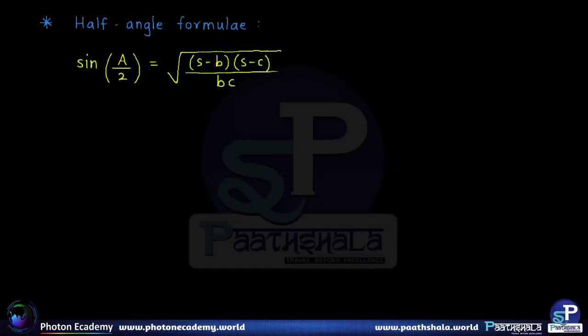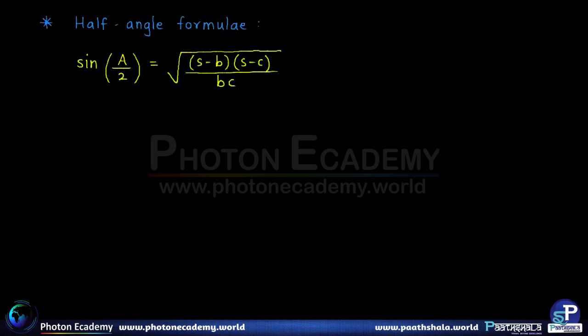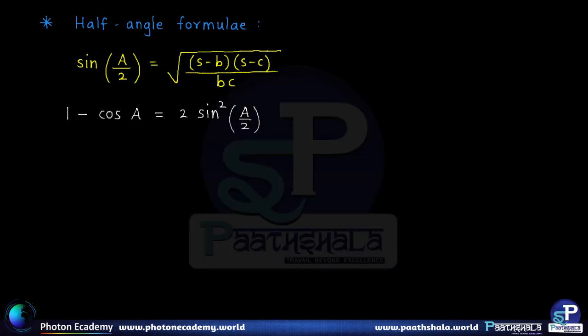Now in order to prove the half angle formulae, we make use of the basic trigonometric identities and then use the cosine rule. So to prove this particular formula, we start off by saying that 1 minus cos A is equal to 2 sine square A by 2, right, which we know as a basic trigonometric identity of half angle. So therefore, flipping the sides, we can write 2 sine square A by 2 is nothing but 1 minus cos A.